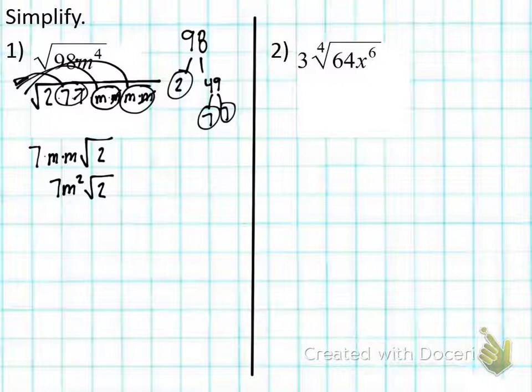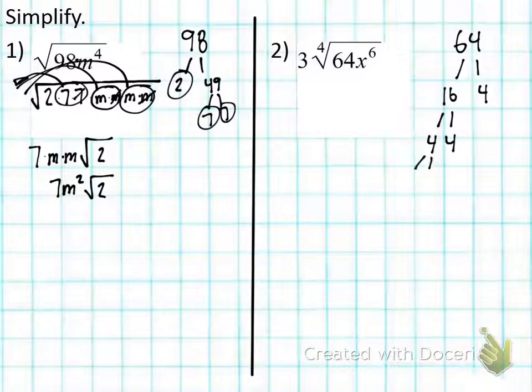Okay, watch me do number 2 now. Number 2, we know that the index is 4, so we got the 4th root of 3 times 64x to the 6th. So first thing we want to do is factor out my radicand. We're looking for groups of 4 now, okay? So we got 64, we could factor out as follows. 64 is like saying 16 times 4. But we don't have any groups yet of 4, so we got 16 is 4 times 4, and then each of these 4s is 2 times 2. Again, we're looking for groups of 4.